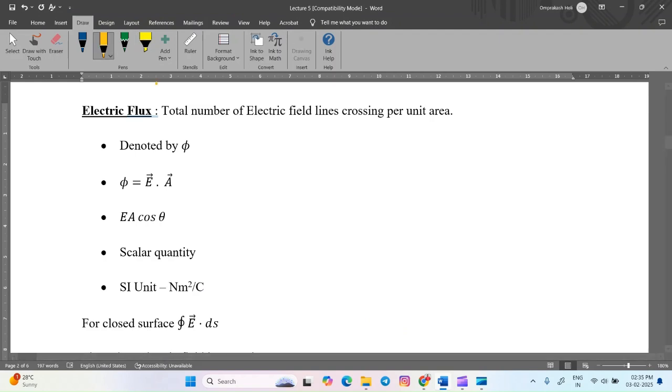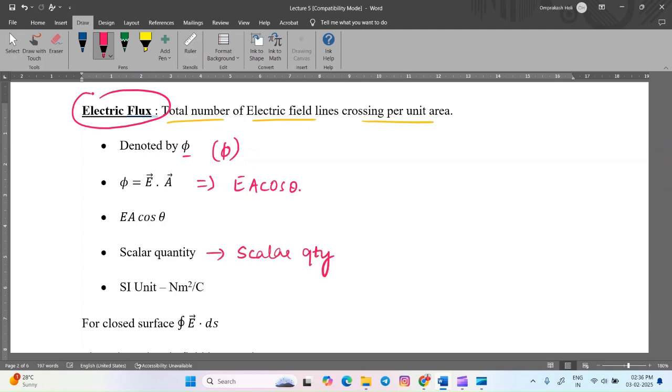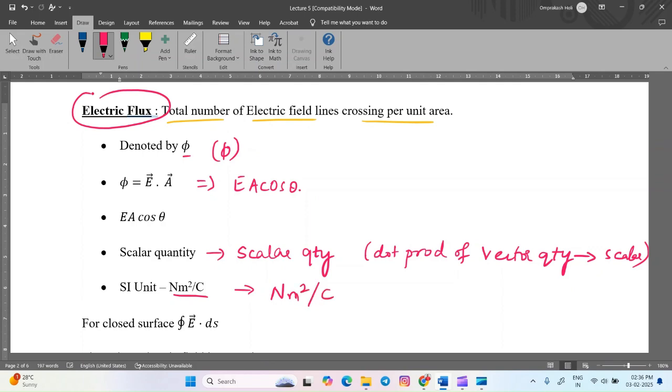As we have already studied, the total number of electric field lines crossing per unit area is nothing but our electric flux. It is denoted by phi, and it is a dot product of E and A, which is equal to E A cos theta, and it is a scalar quantity because the dot product of vector quantities is scalar. You have already studied this in 11th, and the SI unit is Newton meter square per coulomb. For a closed surface, say for example, if we are finding an electric flux at this particular closed surface, this surface is enclosed. For this particular surface, it is a closed integral of E dot dS. dS stands for surface area.